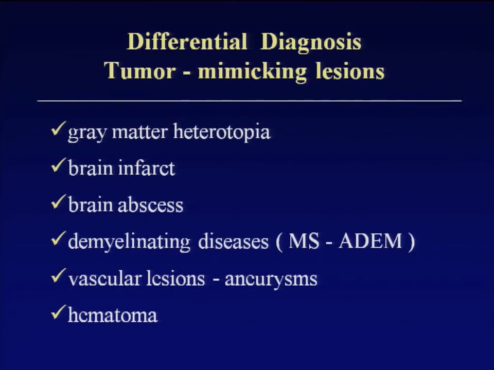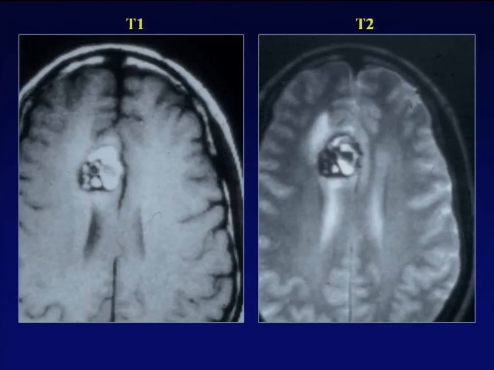This is a case of a quite typical T1 and T2 weighted image. This popcorn appearance, very bright on T2, bright and low, this inhomogeneous appearance of this quite benign lesion, which is of course a cavernous angioma.